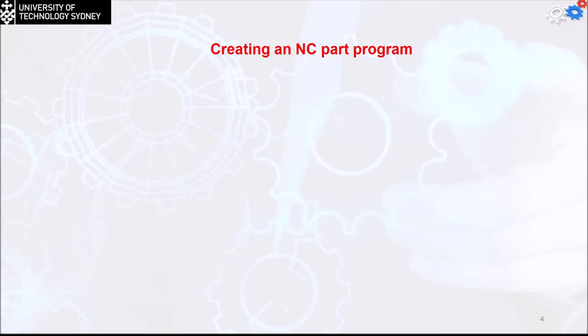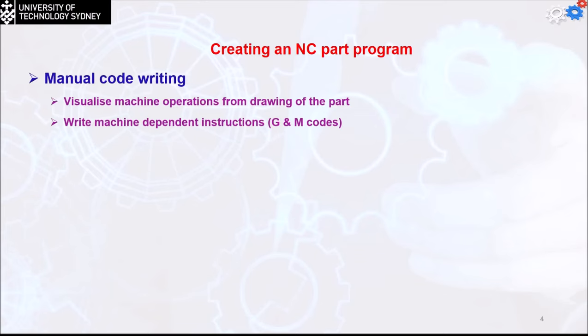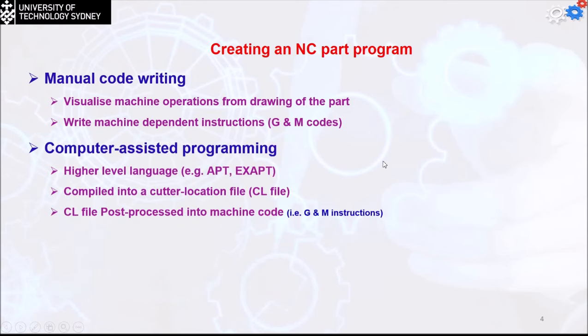For creating the numerical control part program, we can use manual code writing, as we said in the lecture. This would visualize the machine operations from the drawing of the part and write the machine dependent instructions by using the G&M codes.